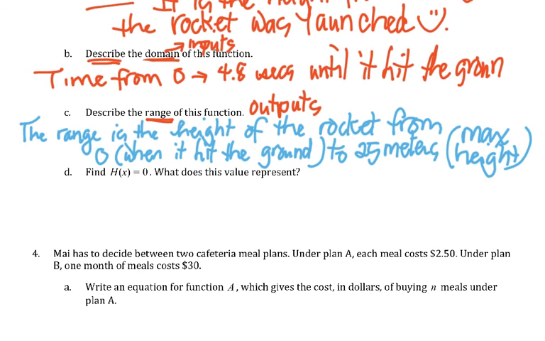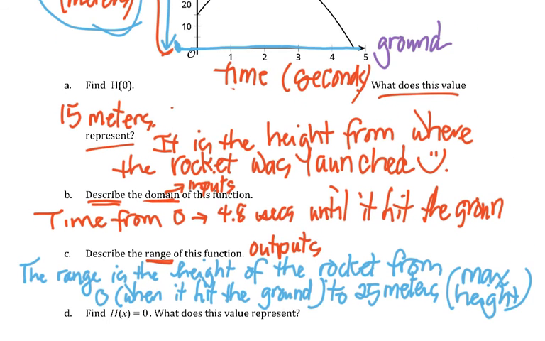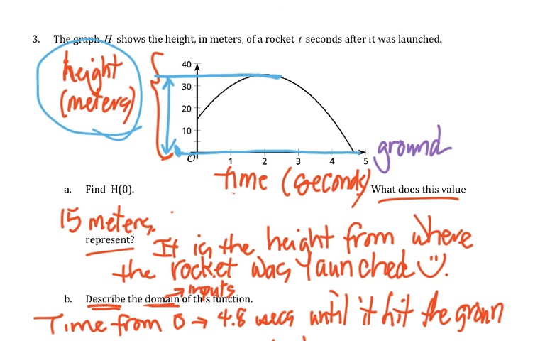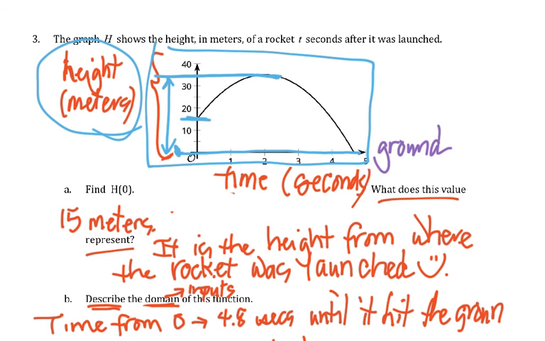Okay, you can see what I wrote. The range is the height of the rocket from 0 when it hit the ground to 25 meters, meaning that was the maximum height. So one of the things I want you to remember when I read a graph, I'm looking at the whole graph. So you might say, oh, well, the range starts here, Mrs. Hennefarth, because that's when it started. It's like, yeah, that's when it launched. But if I look at the overall from here to here, I've got to look at the entire graph. So just remember that.